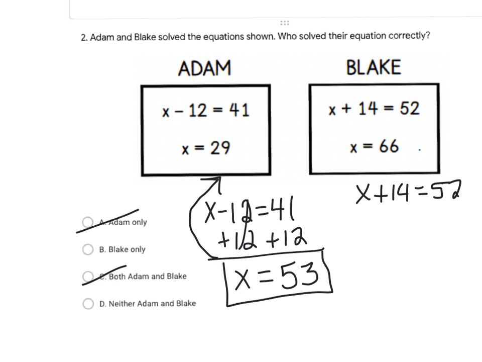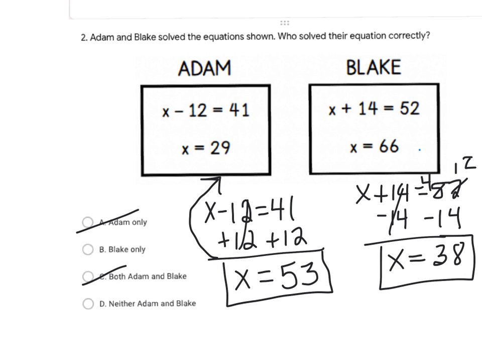Okay, so now we just reduced our choices down to 2. So minus 14, looks like he added, so he's going to be wrong. Oops. So that'd be 38. So neither Adam nor Blake solved theirs correctly.